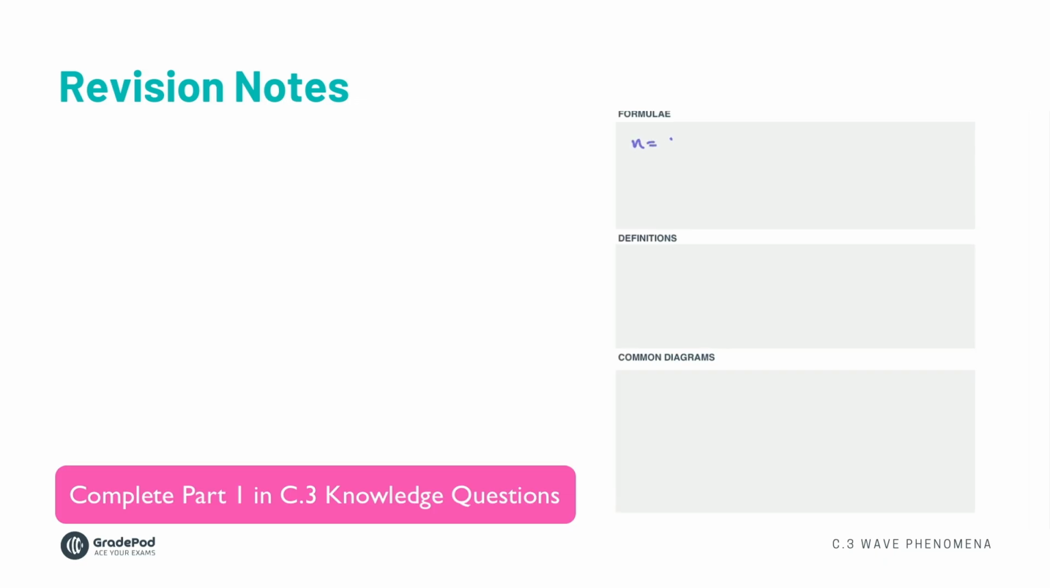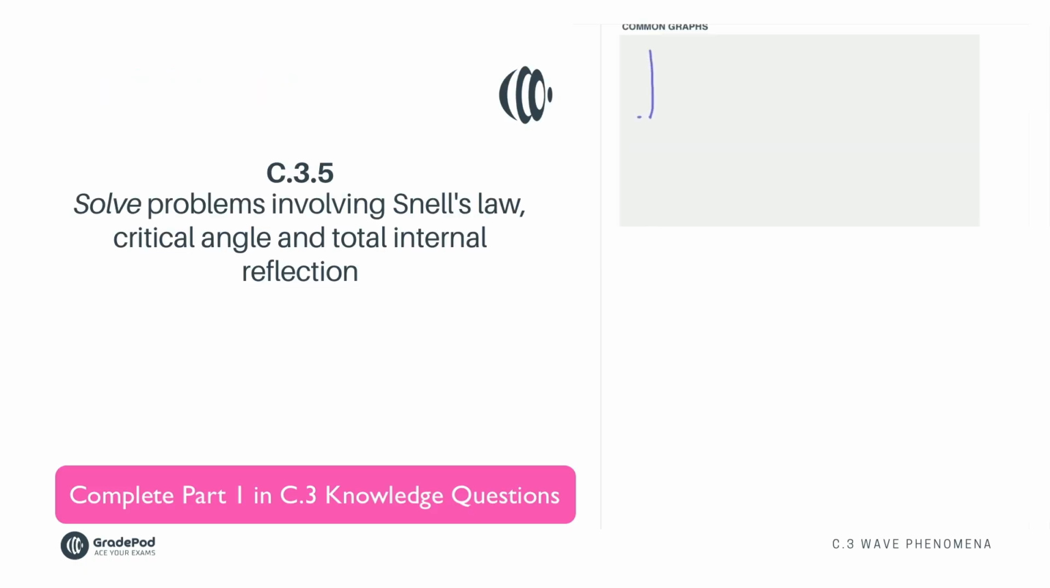So n equals sine I over sine r. You might also want to write n equals Vc over Vm. And I'd also, in the common graph section, draw sine r, sine I, and have your gradient is equal to n.